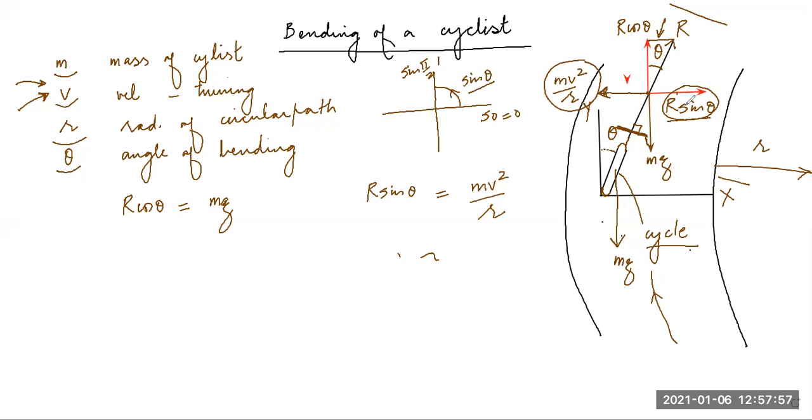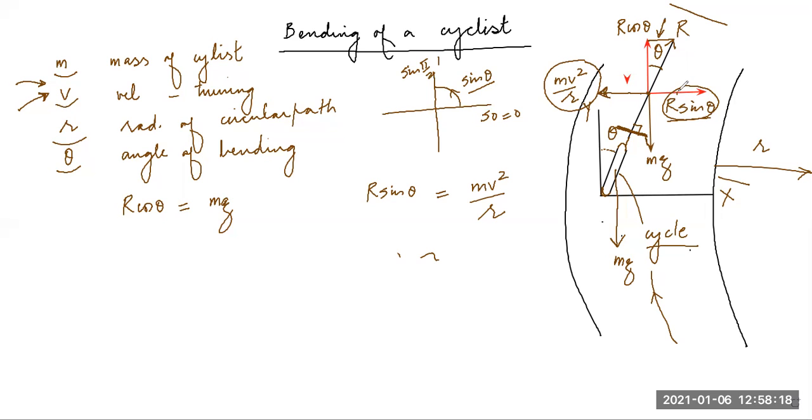One question is, what is R sin theta doing? Ishma, can you answer? Or in other words, why is the bending done? Why does the cyclist bend? Or what does R sin theta do? It is balancing the centripetal force. It is balancing, Ishma, the centrifugal force.